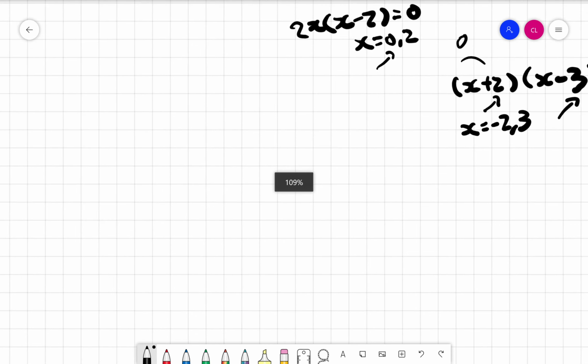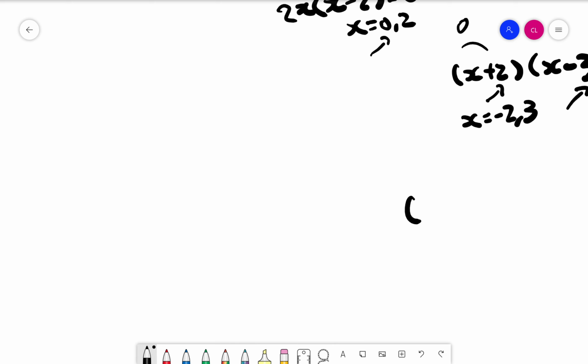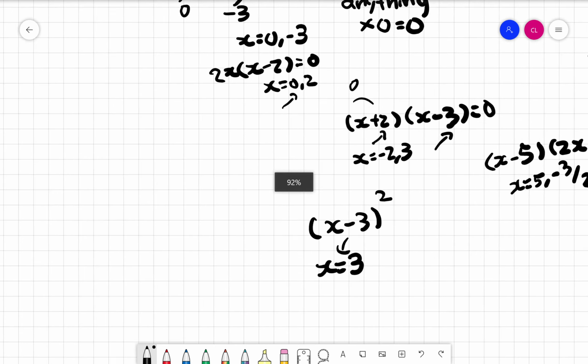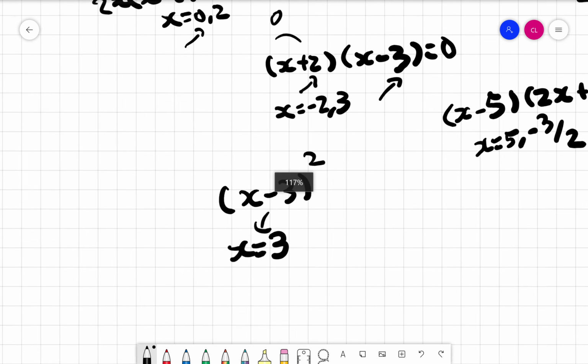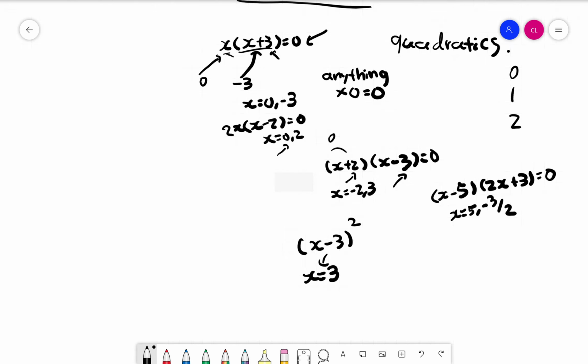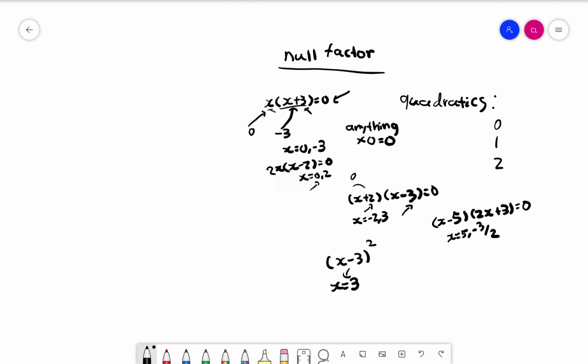And let's say we have something like (x - 3) squared, then it can only have one solution, where x would be 3. And I think that's pretty straightforward.